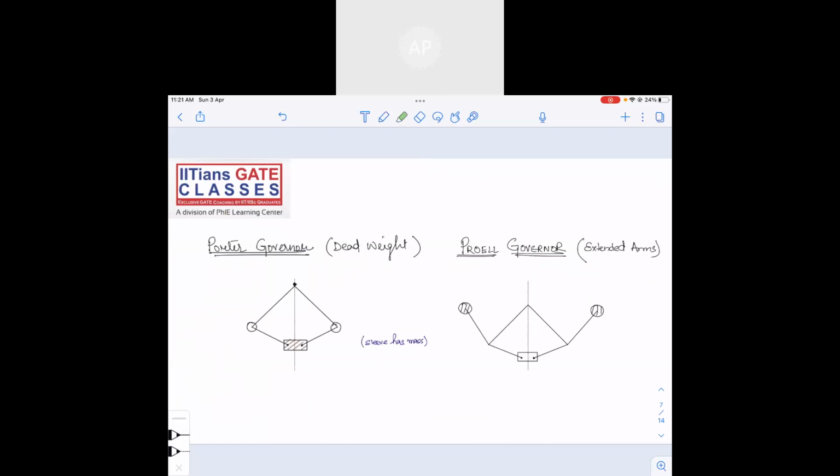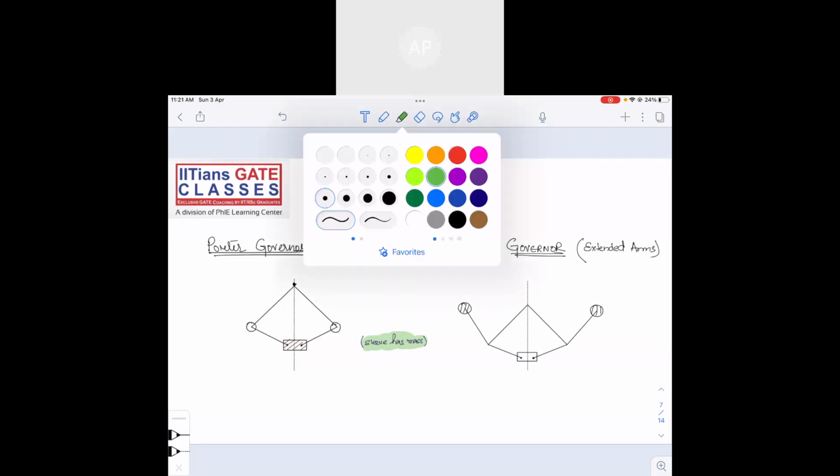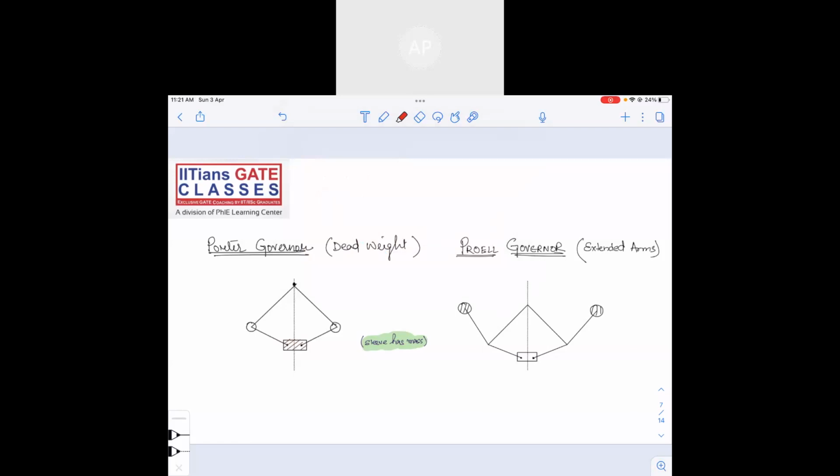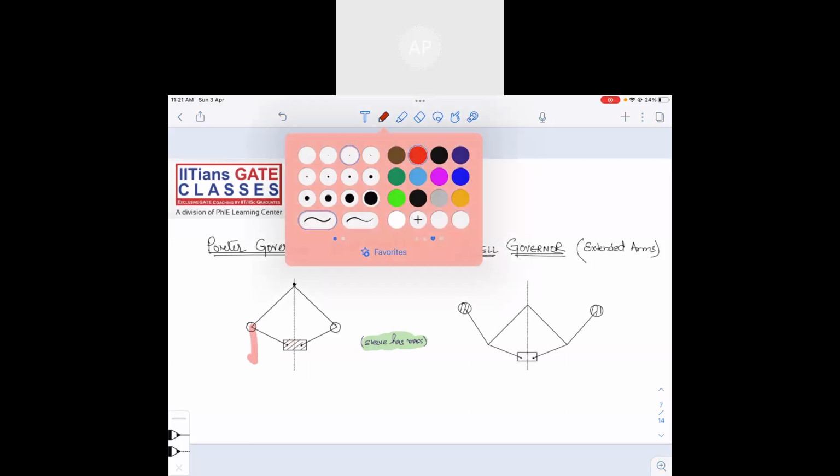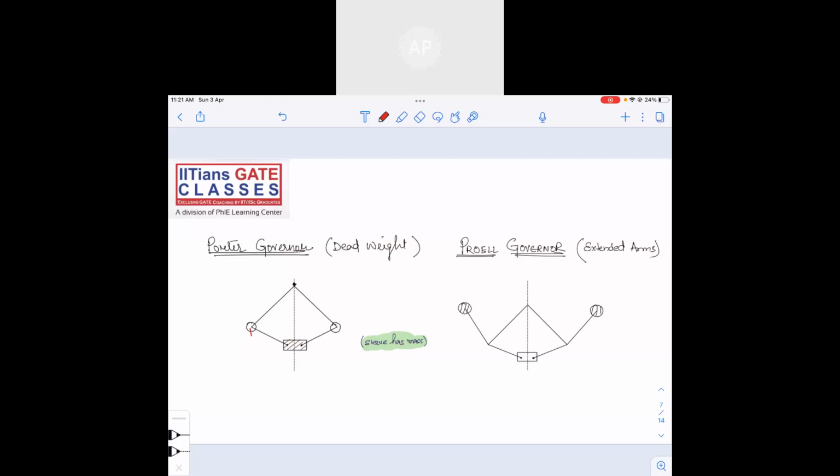What he did is simply put some weight on the sleeve. The sleeve also has some mass, right? That is in the Porter governor. Okay, what I'm talking about is Porter. The mass is m, so mg, and this is capital G. Right? So it brought some change. I'll not write the equation. The equation for the Porter governor is somewhat longer.